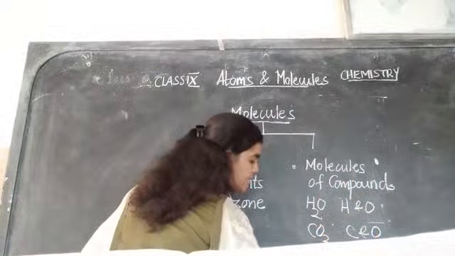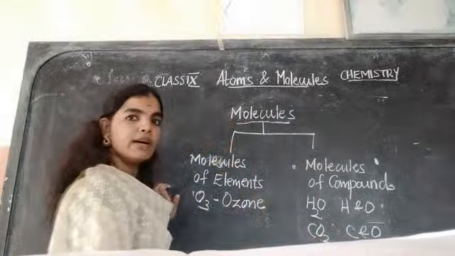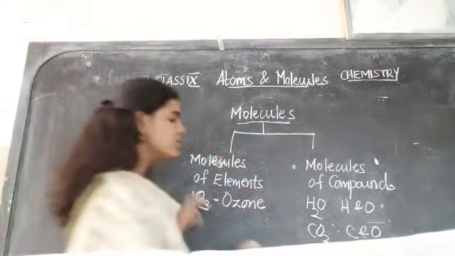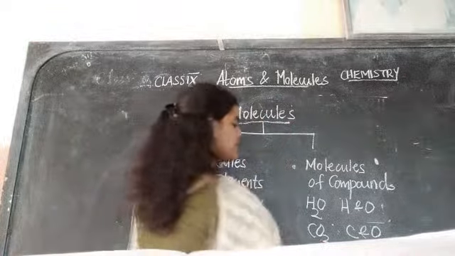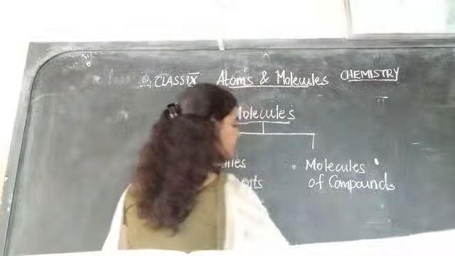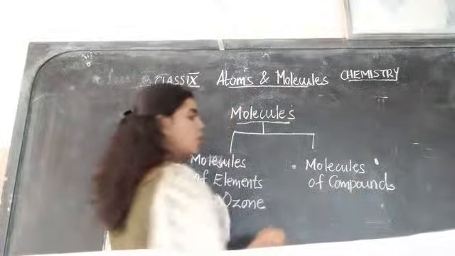Ammonia, NH3 is the formula for ammonia. So, in ammonia, nitrogen and hydrogen are present. Okay, so these are some of the examples related to molecules of compounds.